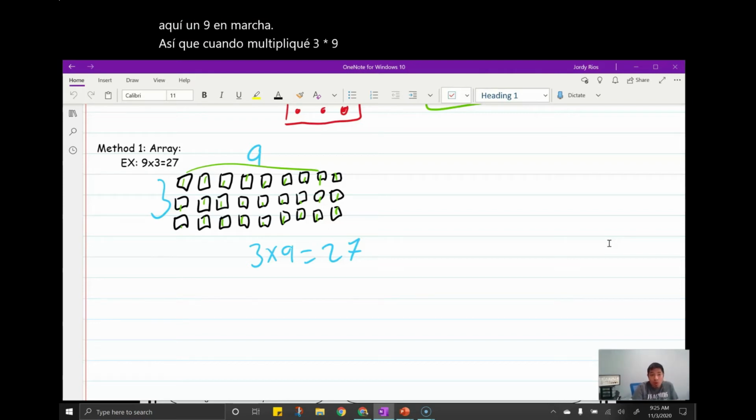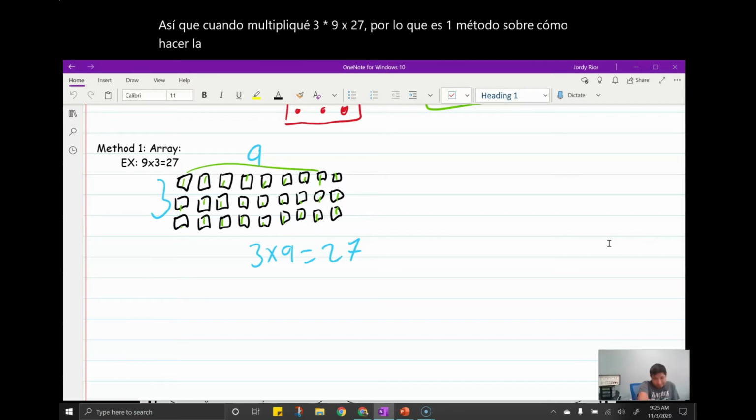So that is one method on how to do multiplication, which is arrays. And you've seen this in 3rd grade, okay? Don't act like you haven't, because you have.